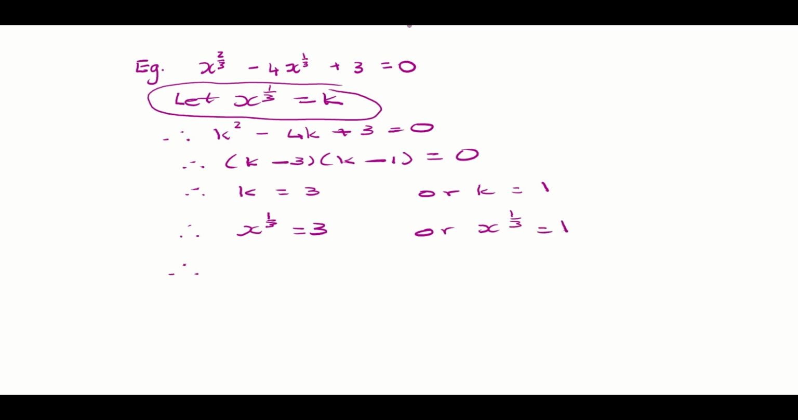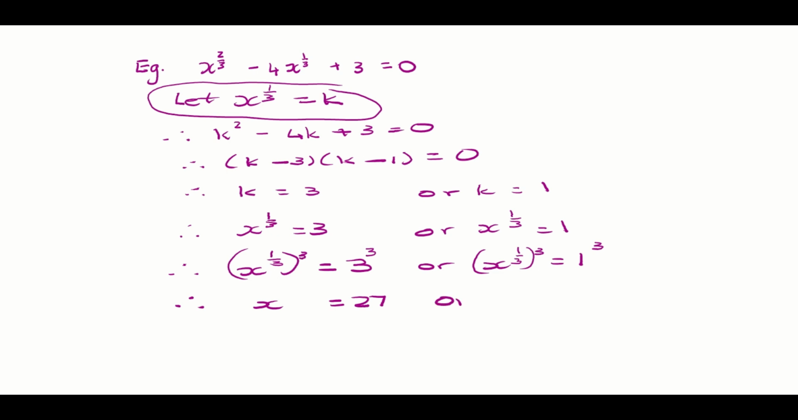So therefore, for x to the power of 1/3, we take the reciprocal of that, which is 3/1, to the power of 3. And remember, what we do on the left-hand side of an equation, we have to also do on the right-hand side. So x to the power of 1/3 raised to 3 is equal to 3 raised to the power of 3, or x to the power of 1/3 raised to 3 is equal to 1 raised to the power of 3. Therefore, here we have x is equal to 3 cubed, which is 27, or x is equal to 1 cubed, which is just 1, and that is your solution.